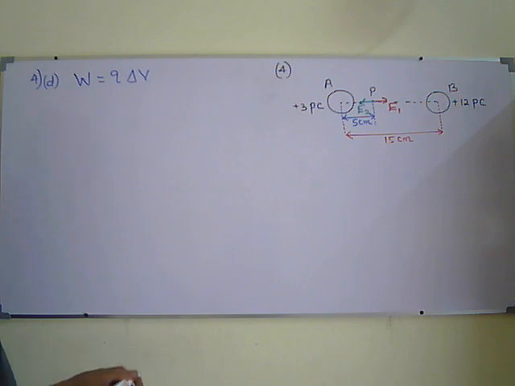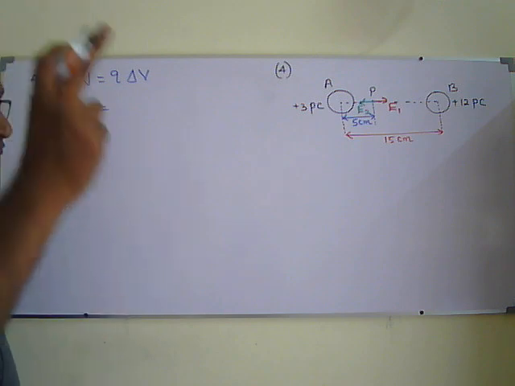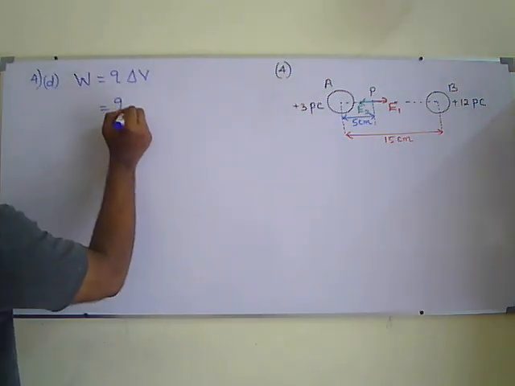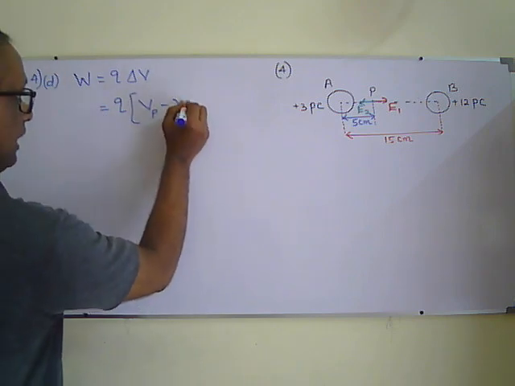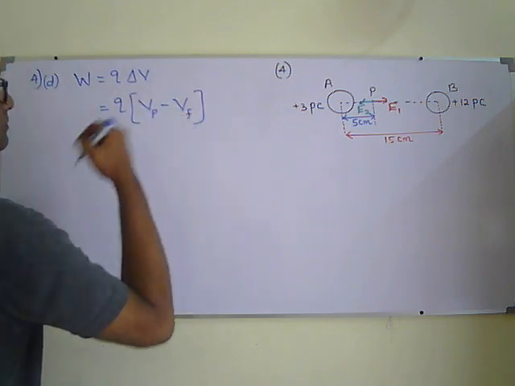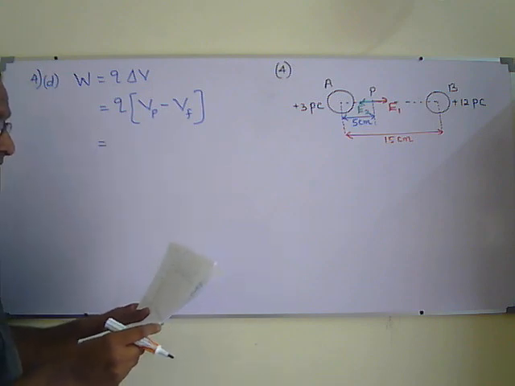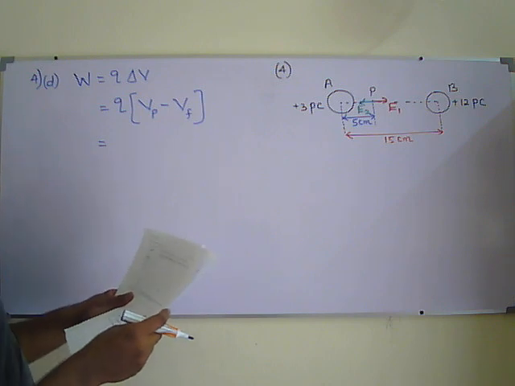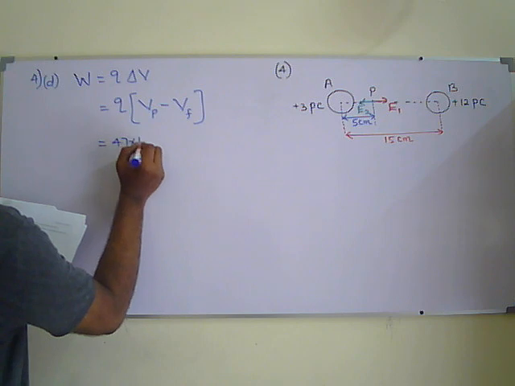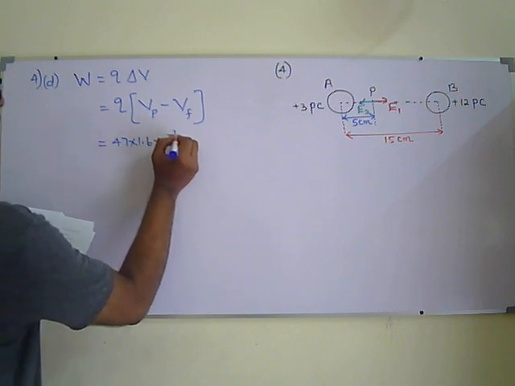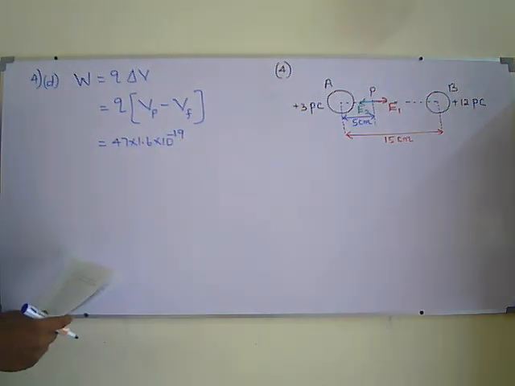So in this question, it's moving from far distance, where the electrical potential is equal to 0, to point P. So I should write Vp minus V far distance, multiplied by the charge of the particle. We know that it consists of 47 protons. So 47 into 1.6 into 10 to the power minus 19. That's the charge of the silver nucleus.